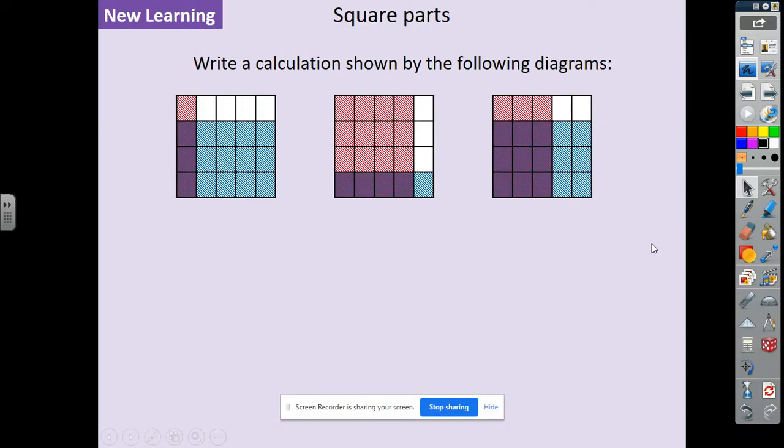Using the model that we used in the previous little video that I made, have a look at these on the board. I want you to write down a calculation that could be shown by the following diagram. If you can work out what the calculation might be, you may even be able to work out what the answer is. So I want you to pause the video. I want you to have a go at these so that you can check your own understanding.